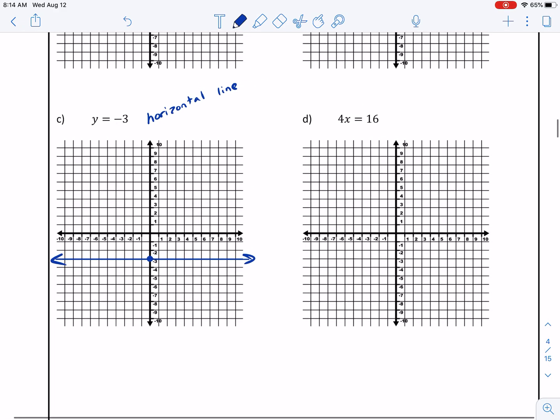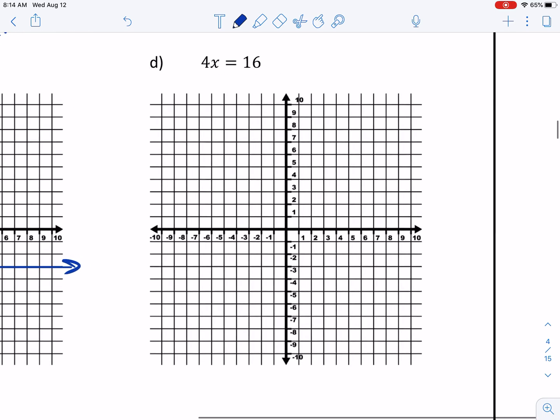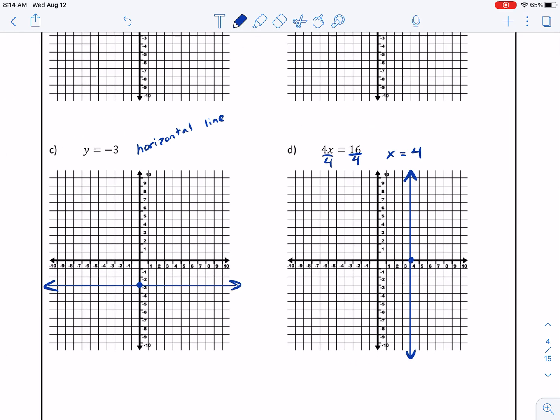Which means for D, when you only have an x variable and you do not have a y variable for your equation, and you isolate that variable, get it by itself, that means you only have an x-intercept, you don't have a y-intercept, so this would be a vertical line going through +4. Okay.